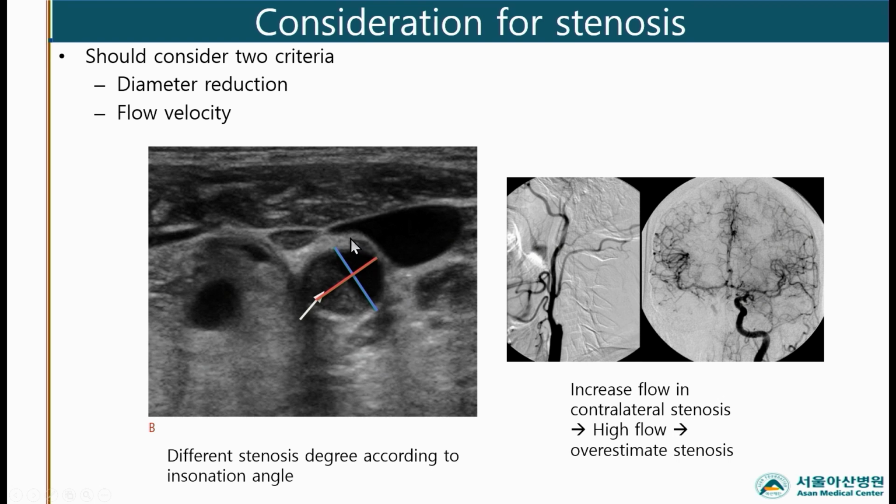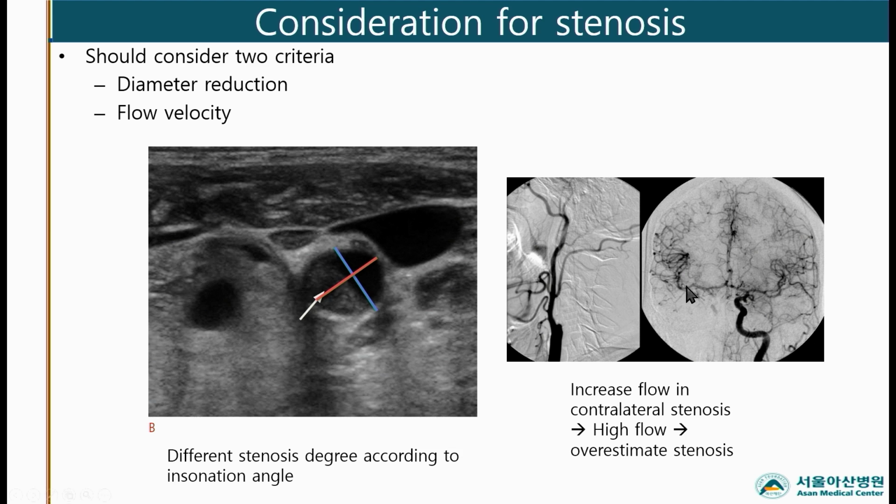If the diameter reduction can be different according to the insonation angle. So in the extreme case, you can see this can be measured as a 60% stenosis by this insonation angle. But in a case like this, there may be no stenosis. So looking at the diameter reduction together with the flow velocity is important.